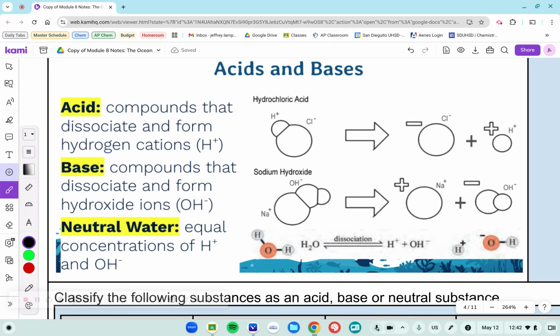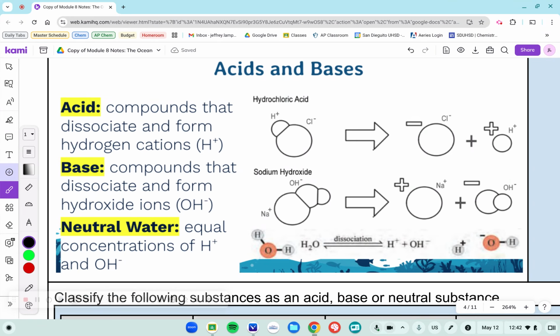All right. Now a base is any compound that dissociates and forms OH- or hydroxide ions. So this thing here, OH-, is called a hydroxide ion. Any chemical that dissolves and makes OH- is a base. For example, if I dissolve NaOH, I make Na+ and OH-. That means that NaOH is a base. All right, questions so far?